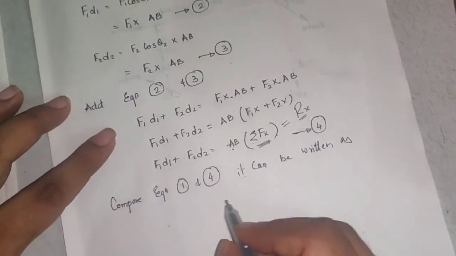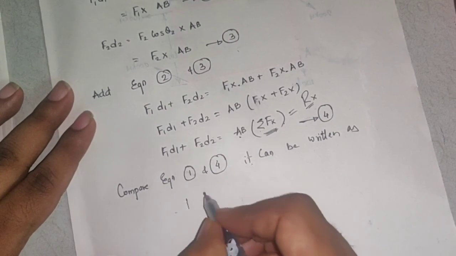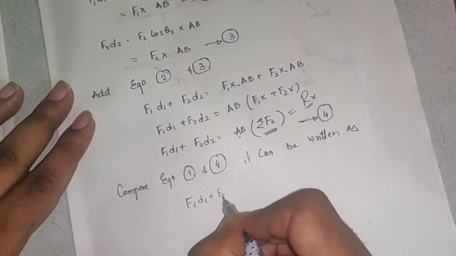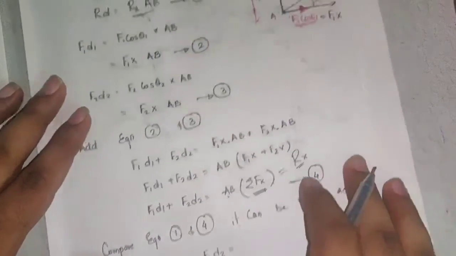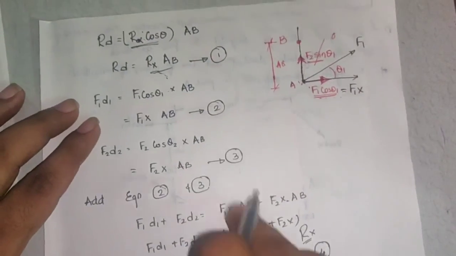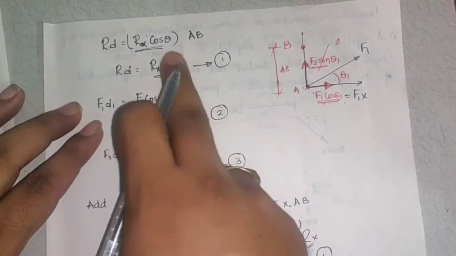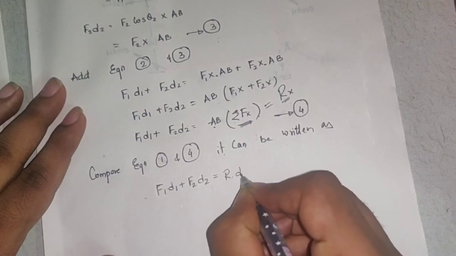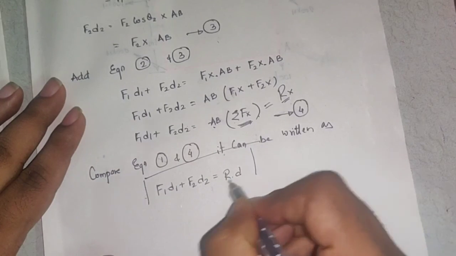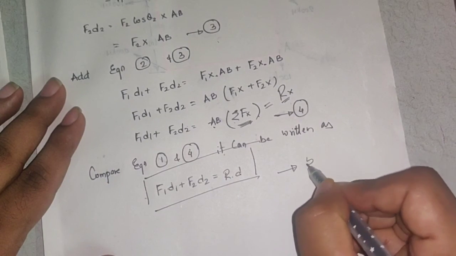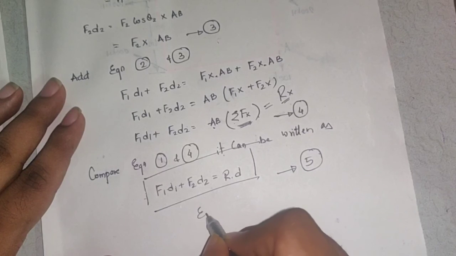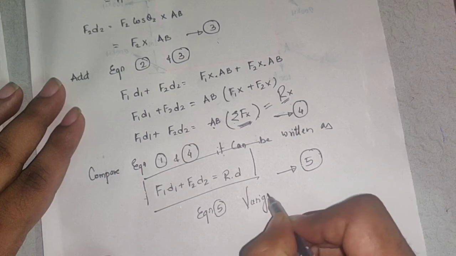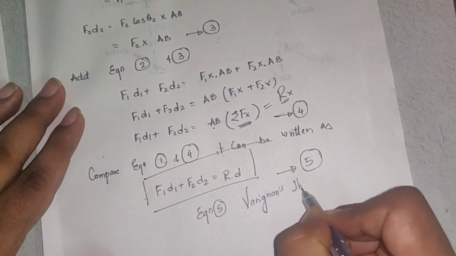So can I write F1 D1 plus F2 D2 is equal to what? AB into Fx is nothing but Rx into AB. So in place of this, I can write R into D. So this is the proof for Varignon's theorem. This is equation 5, and equation 5 indicates Varignon's theorem.